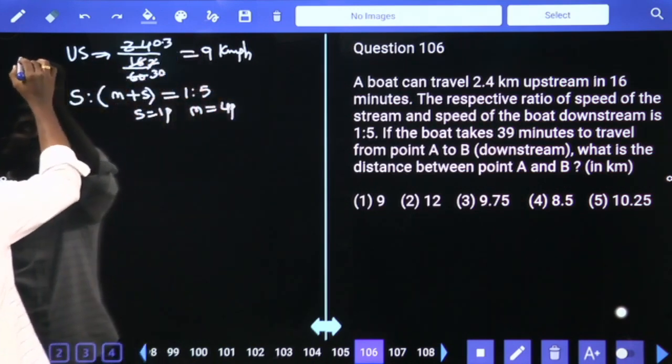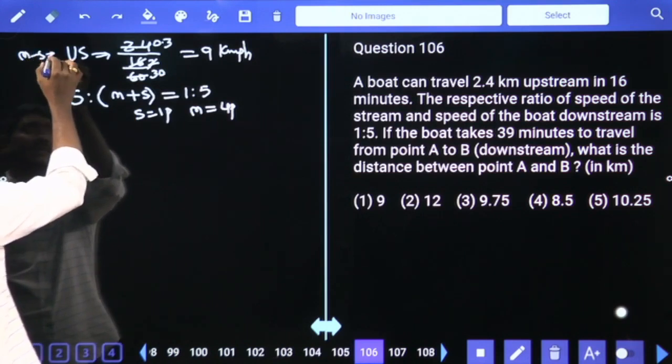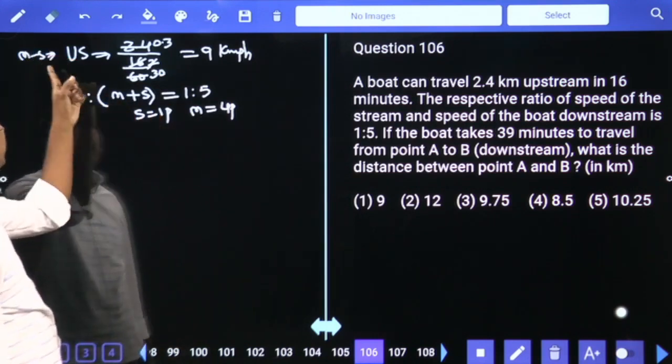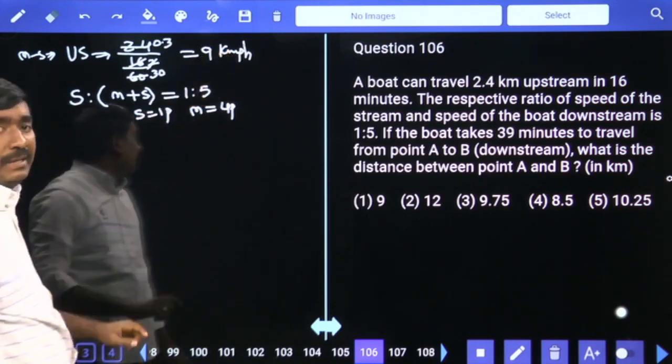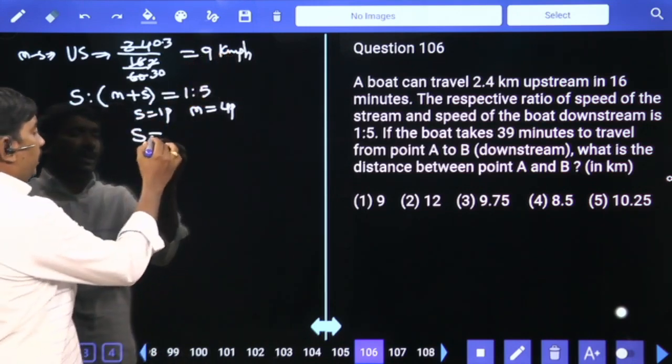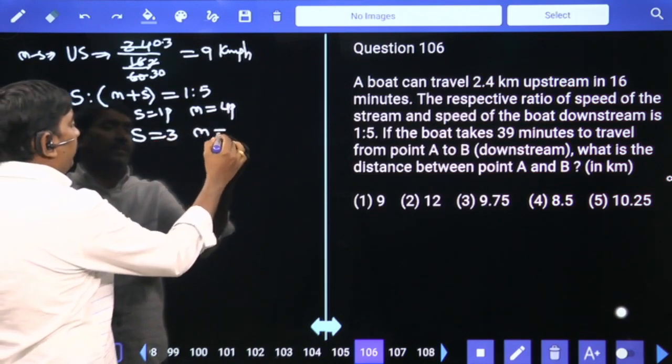Here, upstream means M minus S. 4 parts minus 1 part, 3 parts, value 9 kmph. 3 parts value 9 kmph means 1 part value 3. S is equal to 3. M is equal to 12.